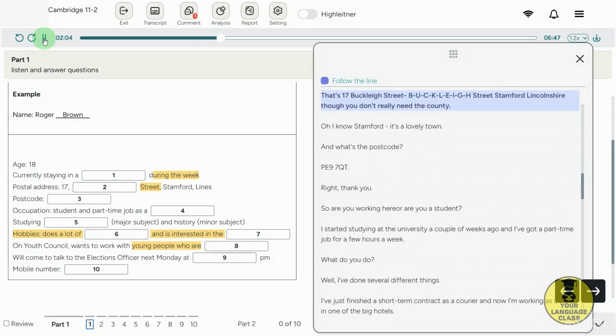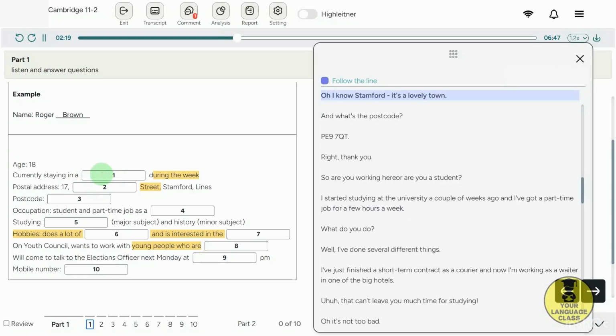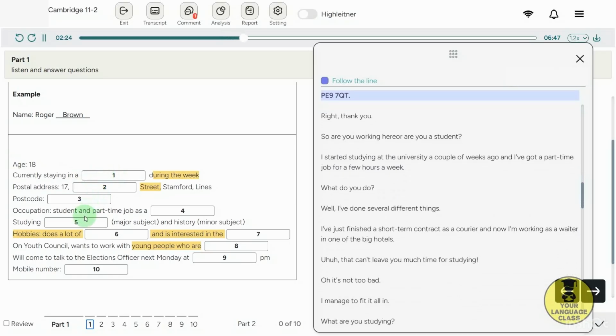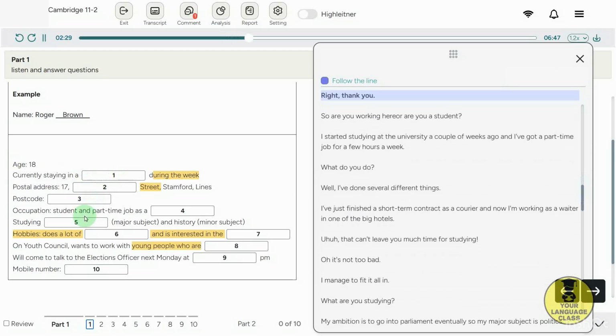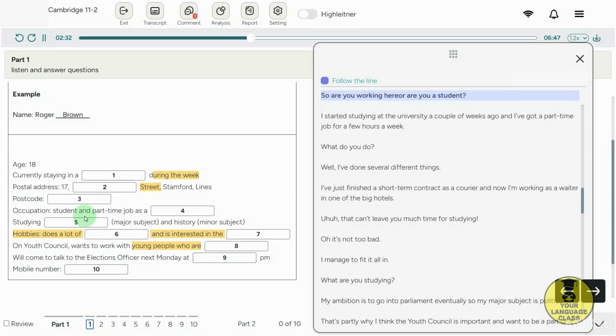That's 17 Buckley Street, Buckleigh Street, Stamford, Lincolnshire. Though you don't really need the county. Oh, I know Stamford. It's a lovely town. And what's the postcode? PE9 7QT. Right, thank you. So are you working here or are you a student?